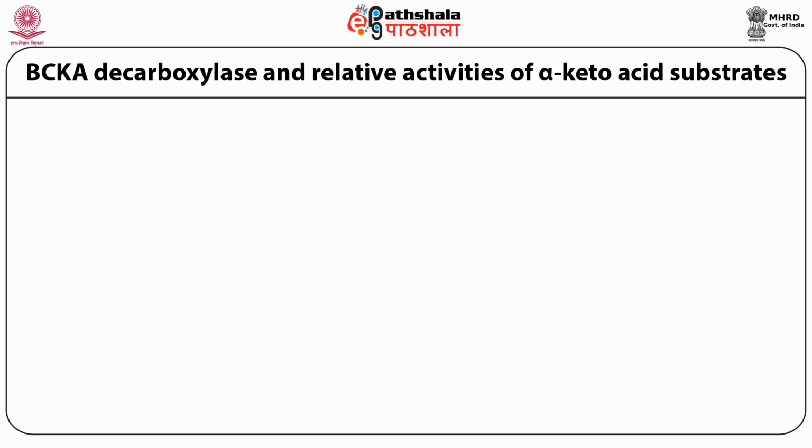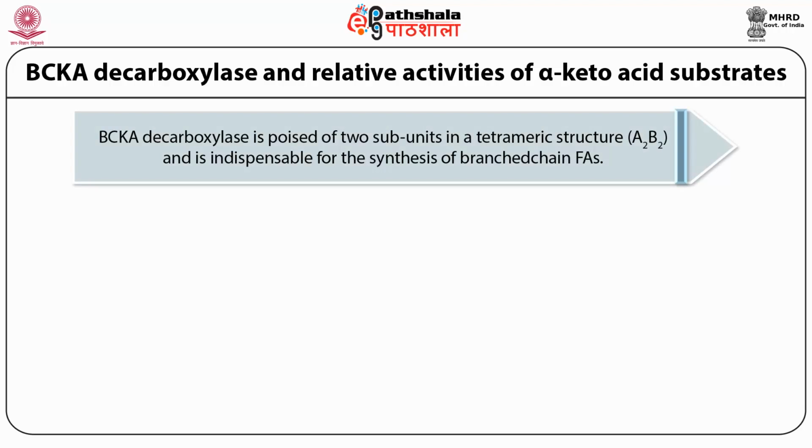The enzyme branched-chain alpha-keto acid decarboxylase is composed of two subunits in a tetrameric structure A2B2, and this enzyme is indispensable for the synthesis of branched-chain fatty acids.